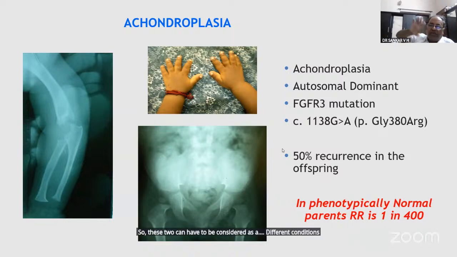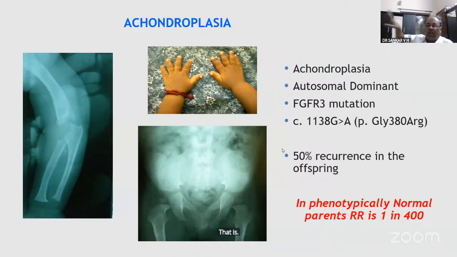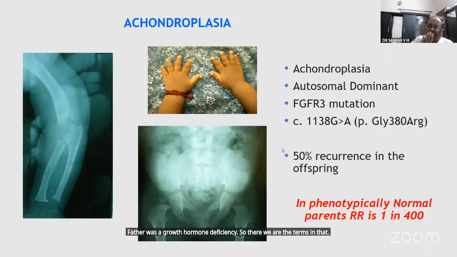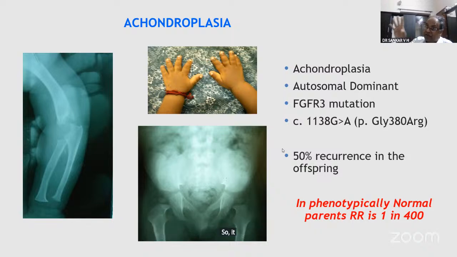One photograph I usually show in this achondroplasia talk is of a father and mother who are both short. The mother was achondroplasic, and the father had growth hormone deficiency. So there we have to counsel that the mother has a 50% chance of an achondroplasia child, and we can do prenatal diagnosis. The father has autosomal recessive growth hormone deficiency, but the mother is not a carrier for that. So there is no chance of transmission of the father's disease to the child. So it has to be taken separately.